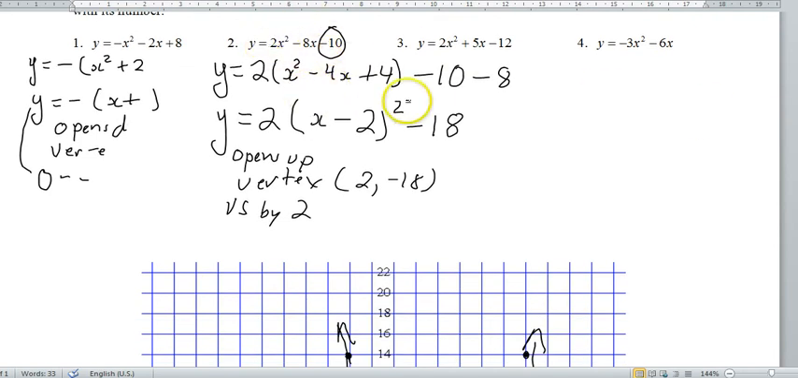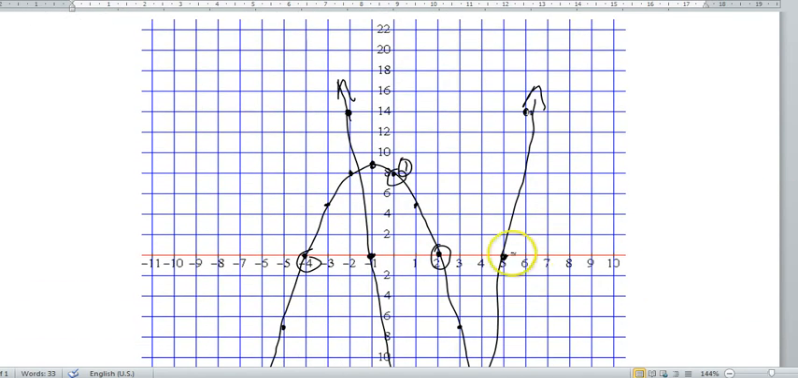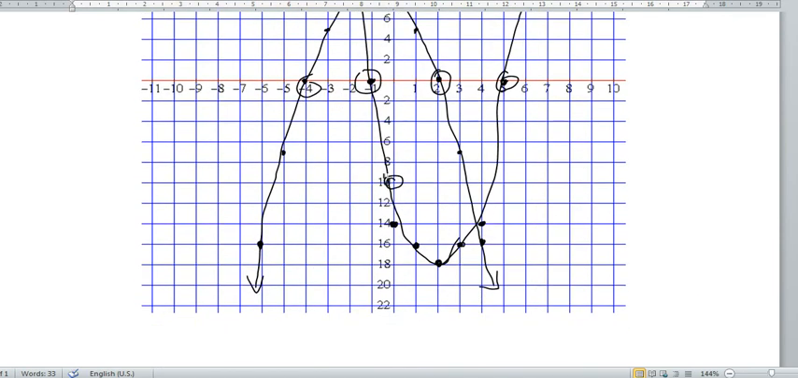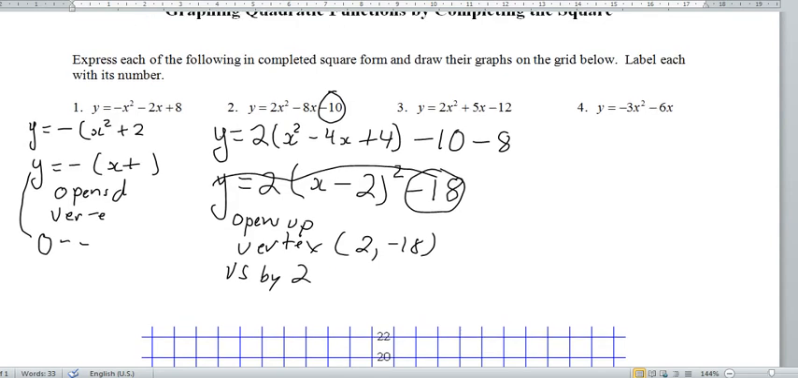X-intercepts, if you factored this, or if we take the 18 over, make it positive 18, divide by 2 is 9, square root, we'll get x minus 2 is plus or minus 3. And so adding 2 to both sides will give us a 5 and a negative 1. And those are our roots, 5 and negative 1. And then this really should be at 10 here. And there's our x-intercepts. And so we have a pretty nice sketch, or at least it would be if I could graph it while I was seeing it. Okay, 2 more.